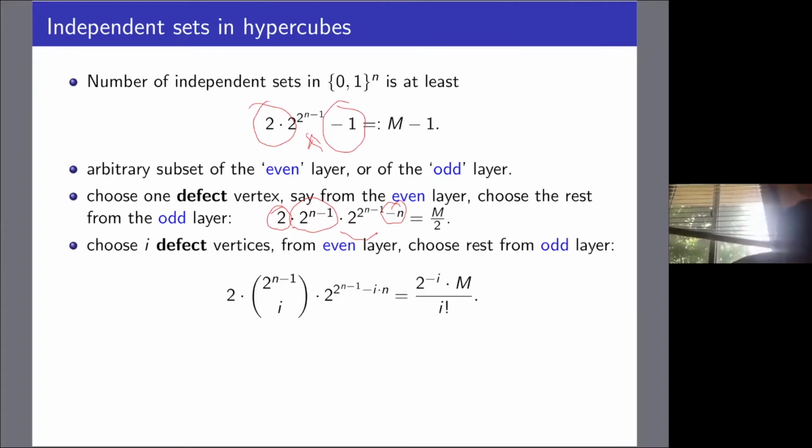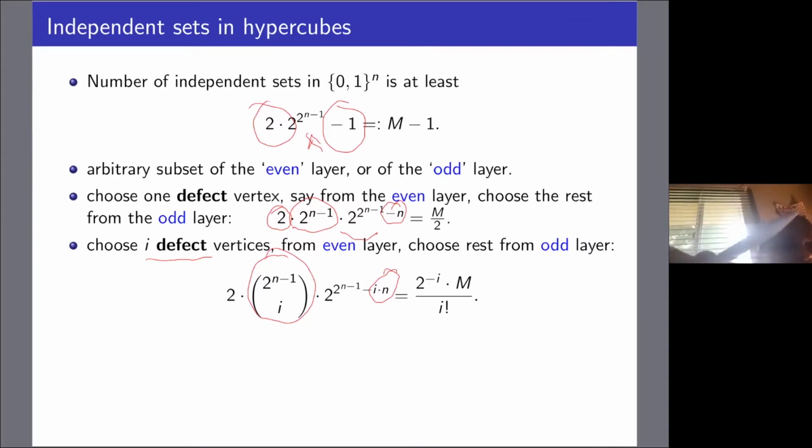And I can boost this argument. Instead of choosing one defect vertex, I can choose i defect vertices. Then for the number of choices, I get this binomial. And assuming that I manage to choose the vertices far from each other, I get distinct neighborhoods, so I lose i to the n. And there are very few cases when it doesn't happen, so it can go as an error term. And I generated still many independent sets.